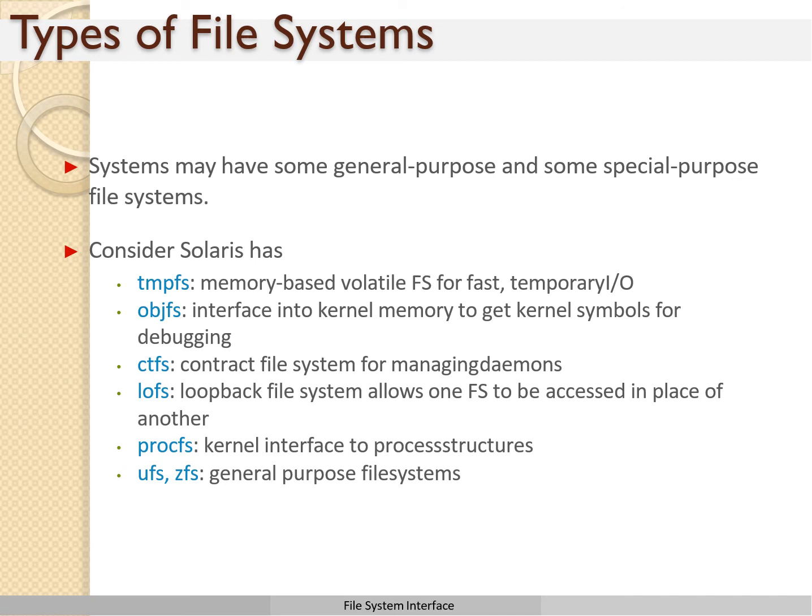Consider Solaris. It has the following types of file systems. TMPFS is a memory-based volatile file system for fast temporary input-output. OBJFS is the interface into kernel memory to get kernel symbols for debugging. CTFS is a contract file system for managing daemons. LOFS is a loopback file system that allows one file system to be accessed in place of another. PROCFS is a kernel interface to process structures. UFS and ZFS are general purpose file systems.